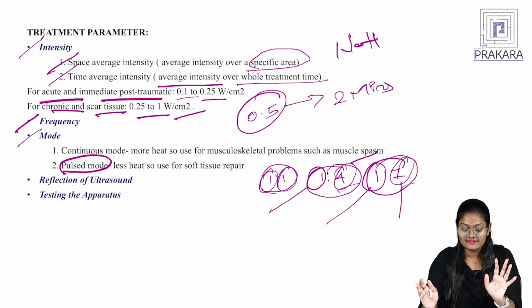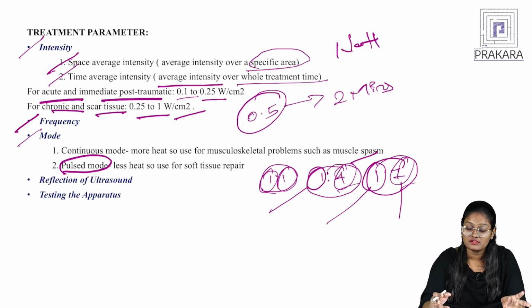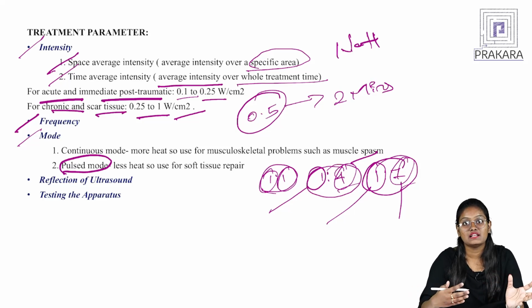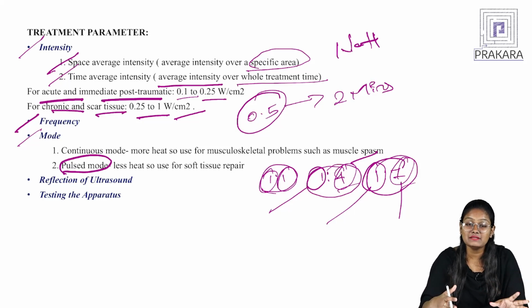So that is important. We have two modes, the continuous mode and the pulsed mode. In the continuous mode, there is continuous travel of the ultrasonic waves into the patient's body. In the pulsed mode, however, there is no continuous travelling. There are time intervals where pauses are taken and rest intervals are given, and the ultrasonic beam is not transferred into the patient's body.